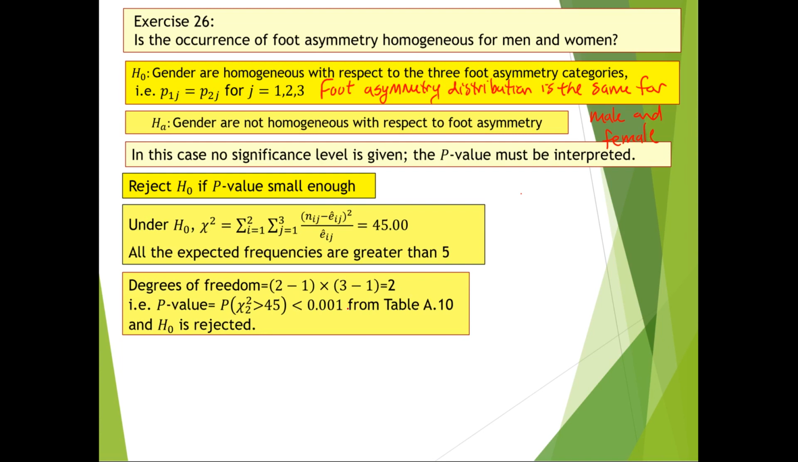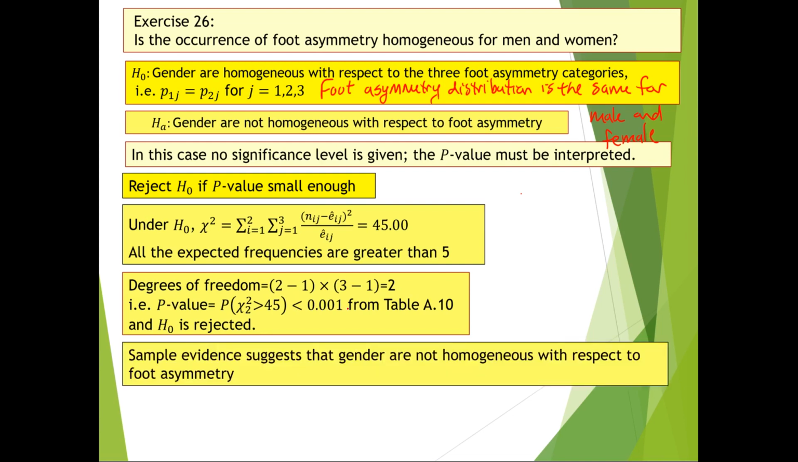And therefore, the null hypothesis is rejected, and we can say that sample evidence suggests that genders are not homogeneous with respect to foot asymmetry, which means the distribution of foot asymmetry is not the same for male and female.